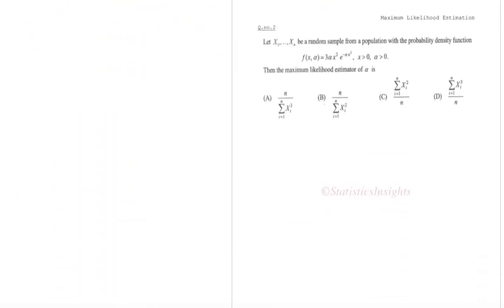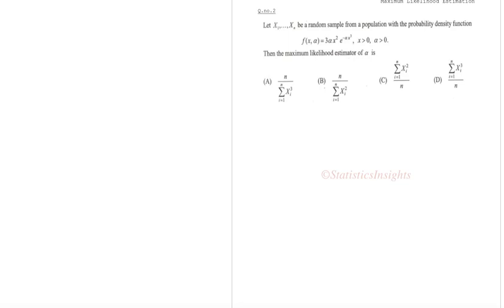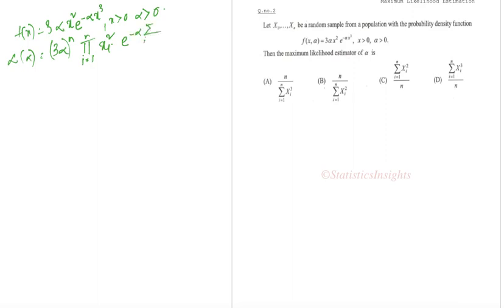In this problem we are given the probability density function and we have to determine the maximum likelihood estimator of alpha. We are given f of x to be 3 alpha x square e to the power minus alpha x cube, where x is greater than 0 and alpha is also greater than 0. So let's write the likelihood function L of alpha to be 3 alpha to the power n, product of i goes from 1 to n xi square, and e to the power minus alpha summation i goes from 1 to n xi cube.